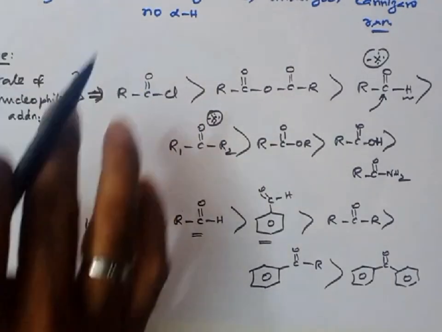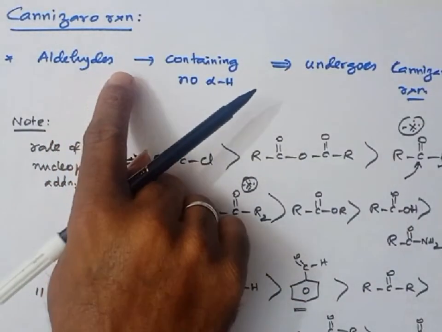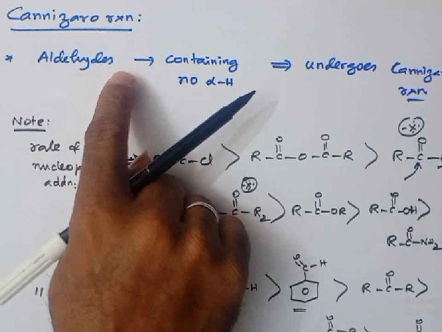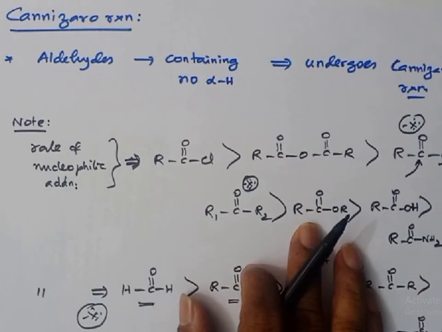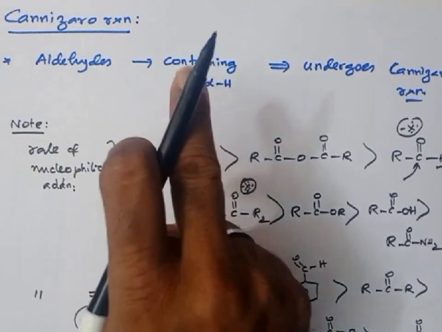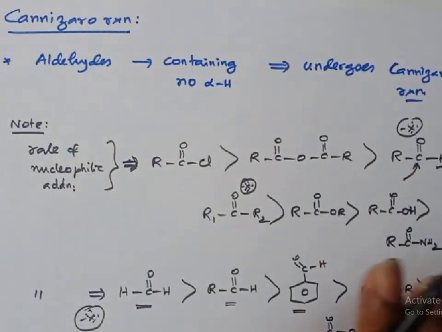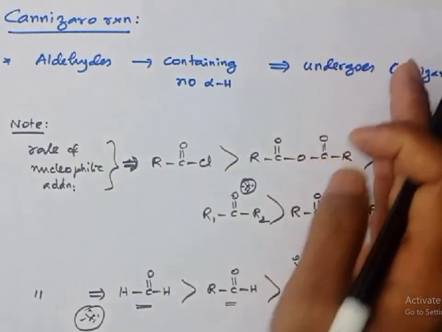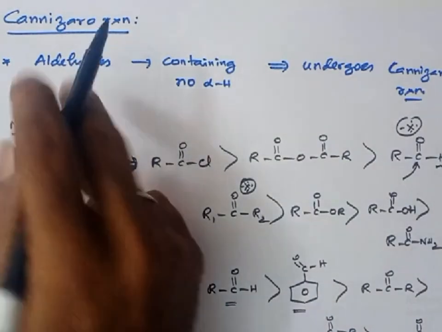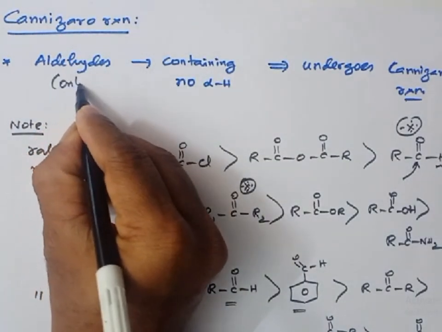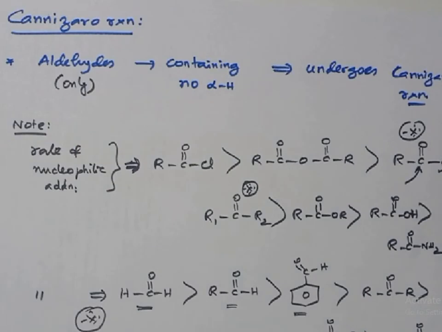Now I'll go back to Cannizzaro reaction. So remember, for Cannizzaro reaction, aldehydes with no alpha hydrogen, there should not be any alpha hydrogen. Only those aldehydes undergo Cannizzaro reaction. Ketones, students, I am giving only aldehydes. Only aldehydes, not ketones, undergo Cannizzaro reaction, that's the point.